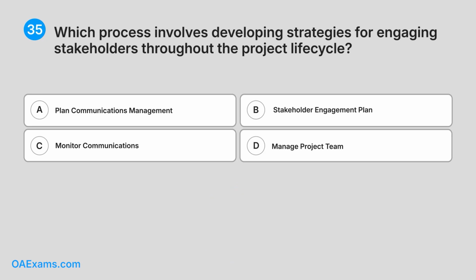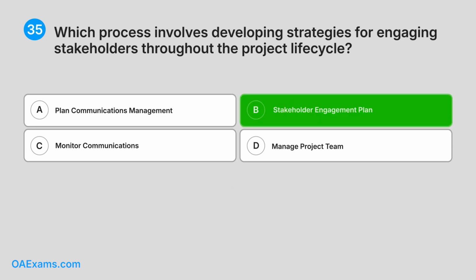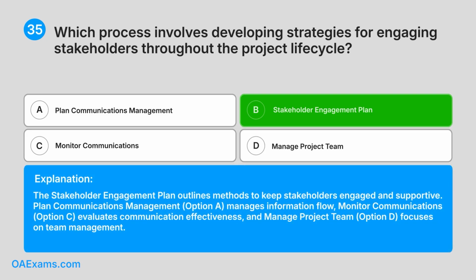Correct. Answer B. Stakeholder engagement plan. Explanation. The Stakeholder Engagement Plan outlines methods to keep stakeholders engaged and supportive. Plan Communications Management, option A, manages information flow. Monitor communications, option C, evaluates communication effectiveness, and manage project team, option D, focuses on team management.